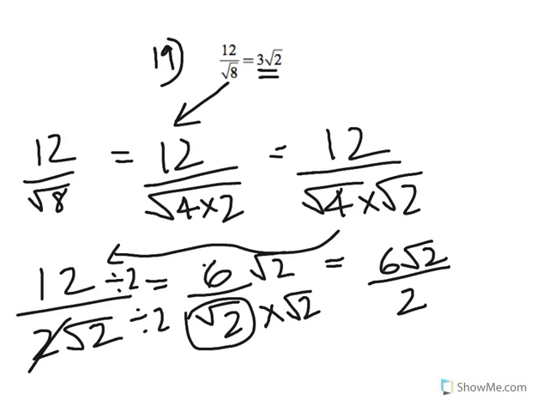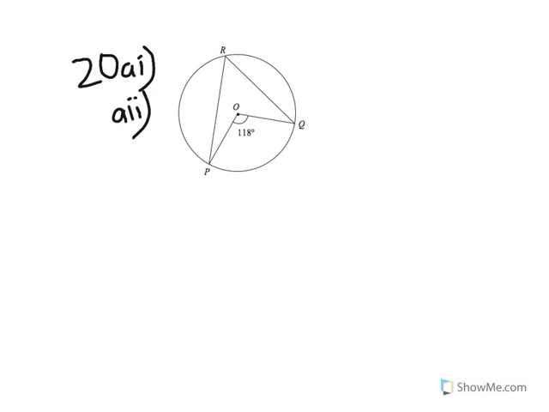But now we need it in the form 3 root 2. 6 is divisible by 2, so if you divide the numerator and denominator by 2, the 2 and 2 cancel to form 1, and 6 divided by 2 is 3, so you get 3 root 2. And there you've proved it.